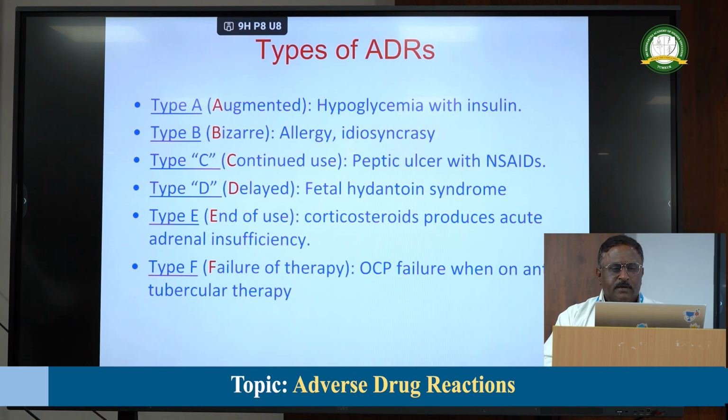The third variety we call type C reaction, which is due to continuous use of a drug. That is, a patient with arthritis who is on non-steroidal anti-inflammatory drugs may land up with severe gastritis. So, this is a continued use of a drug.